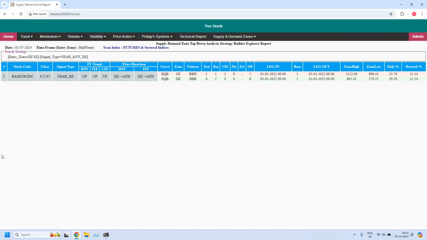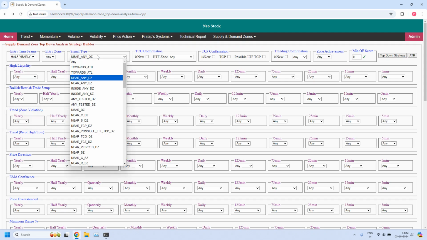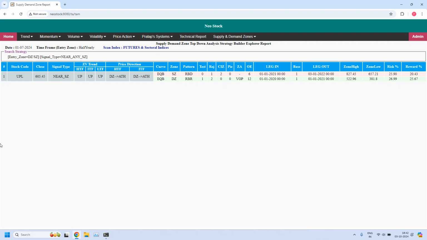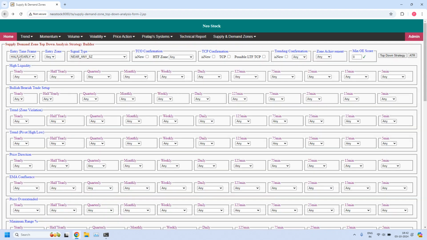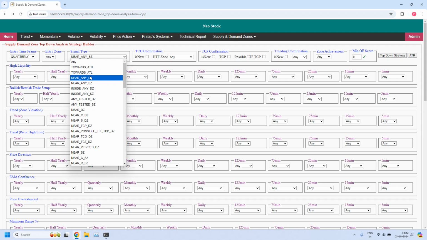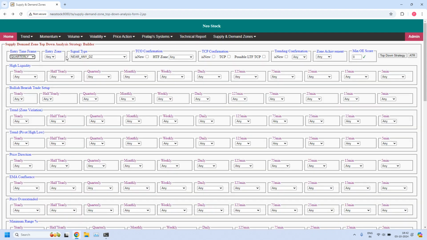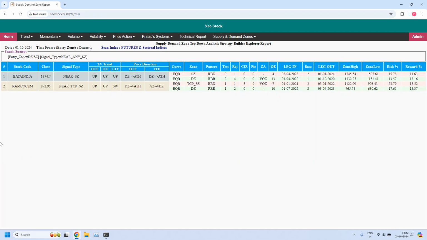Okay, now let's get into the next report generation. For half yearly time frame, let us find the stocks near half yearly supply zone. One stock is filtered. Next time frame is quarterly. Let us find the stocks near quarterly demand zone. Two stocks are filtered. Next, for quarterly time frame, let us find the stocks near quarterly supply zone. Two stocks are filtered near to the quarterly supply zone.